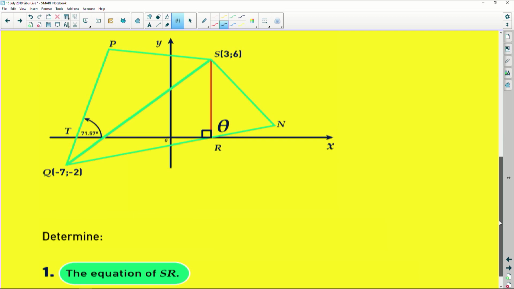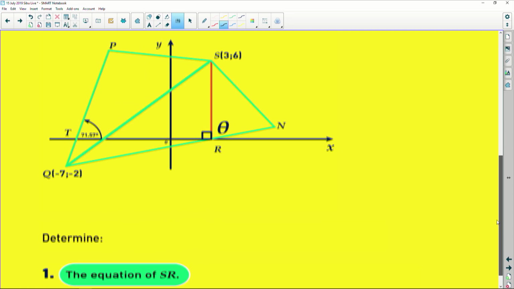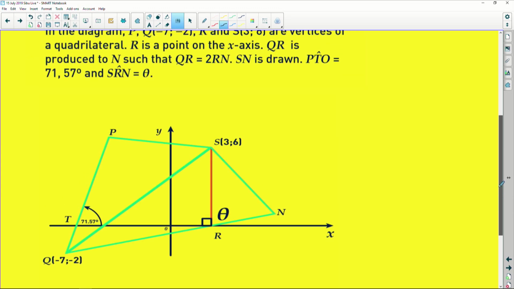We need to find the equation of the line SR, and the line SR is the red line on our sketch right there. This line SR is vertical. You need to understand that the equation of any line that is vertical will always be x equals something, whatever the x value is on any of the points on that line. The equation of anything horizontal will always be y equals something, because it has nothing to do with x, it just has the same y value across the board. So this one is a vertical line, it must say x equals something.